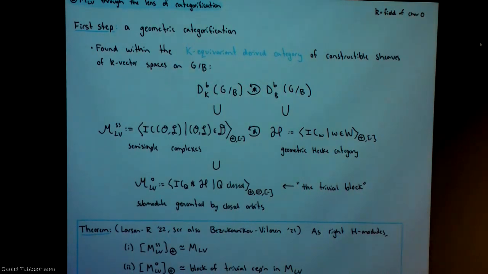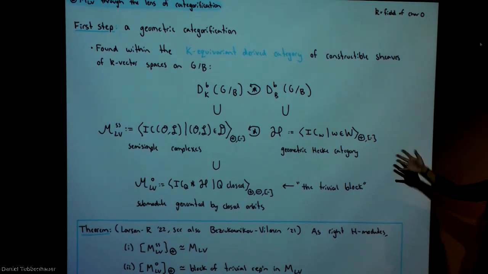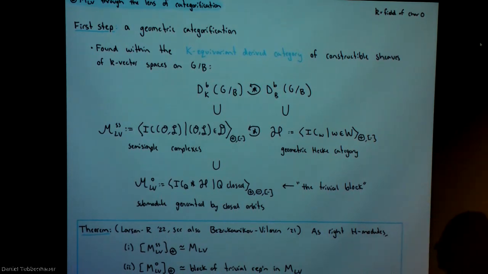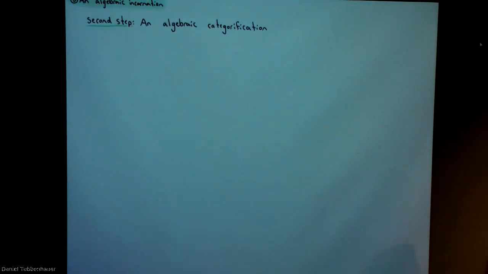Okay. So this was very fast geometry, and it's very interesting to think in terms of this world as well. And actually, this paper that I referred to on the first slide is mostly in this land. But what I want to talk about today is not this land. I want to talk about what happens algebraically. So I want to talk about an algebraic incarnation of everything I've done so far. So this is the second step, an algebraic categorification.